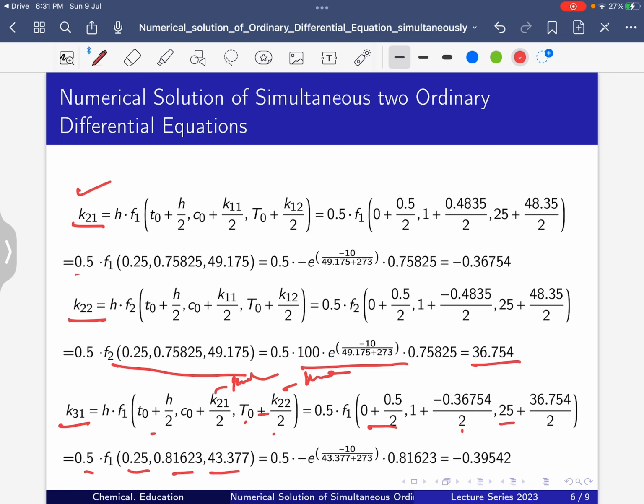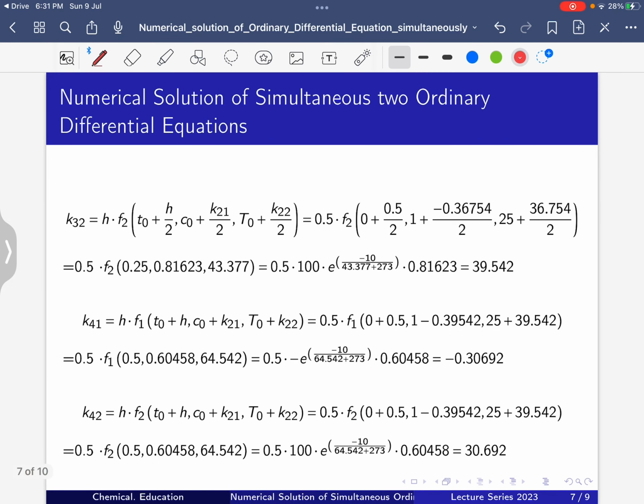Okay, then we plug this into that function 1. If you do that, we'll get that the value is minus 0.39542. Similarly, we can calculate k32. This is function 2, so h is already known, 0.5, t0 is 0, h by 2 is 0.5 by 2, c0 is 1, k21 is minus 0.36754 by 2, and then T0 is 25, k22 already known, 36.75 by 2.